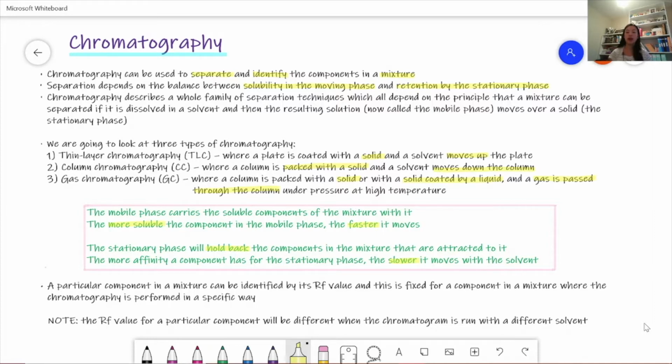This is what's slowing some components in the mixture down and not letting them move with the solvent. So if we've got higher affinity for the stationary phase, then it will move more slowly with the solvent, and at the end, it won't be as high up the paper as other things.